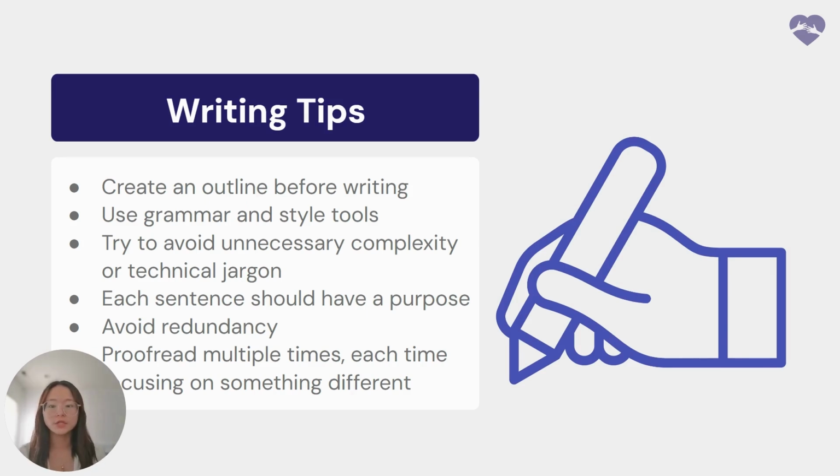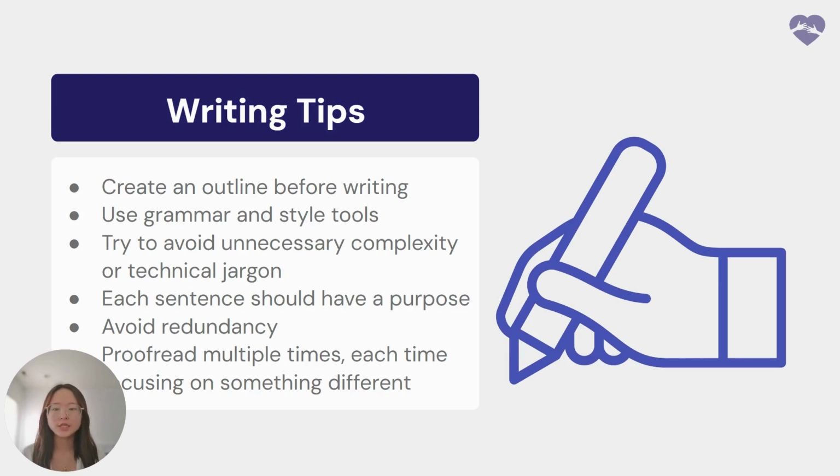Third, avoid redundancy. Cut out unnecessary clutter in your writing. Eliminate repetitive ideas, phrases, or words. Concise writing helps keep your reader's attention and ensures your points come across clearly. For example, instead of saying "in order to," simply say "to." Being concise makes your writing sharper.